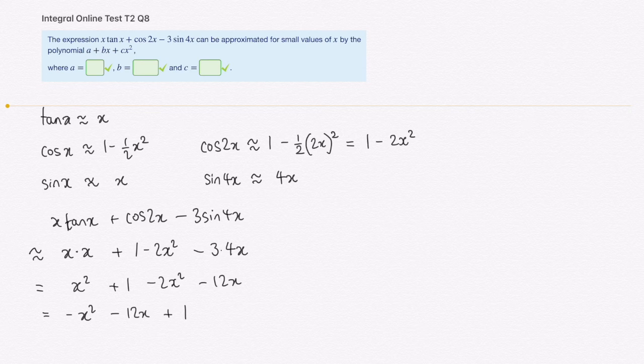a is the constant term, so our value of a here is 1. b is the coefficient of x, so our value of b is negative 12. And c is the coefficient of x squared, so our value of c is negative 1. So we have c is negative 1, b is negative 12, and a is 1.